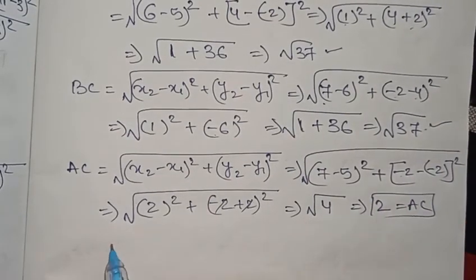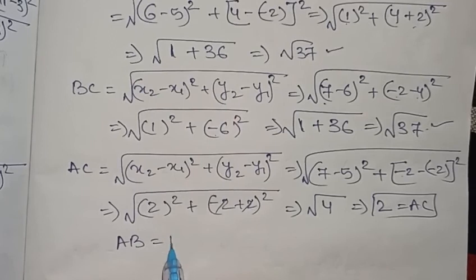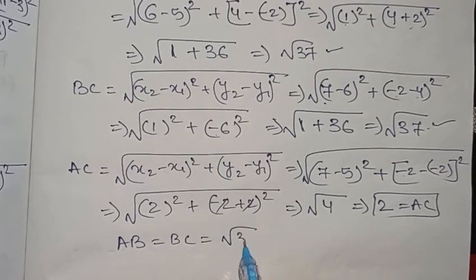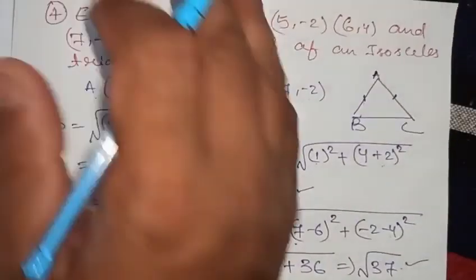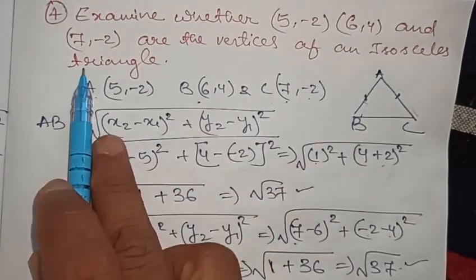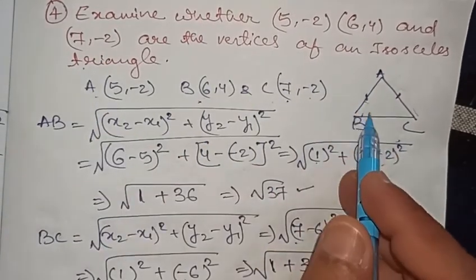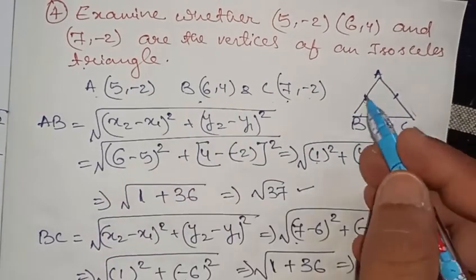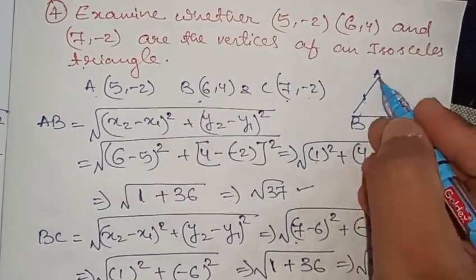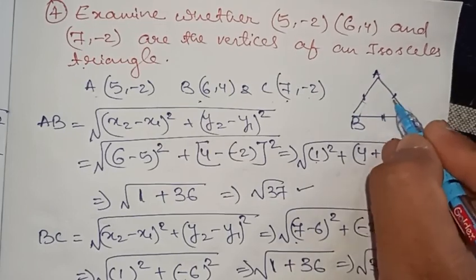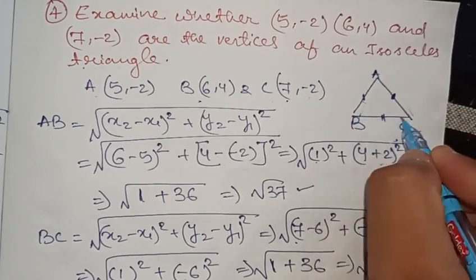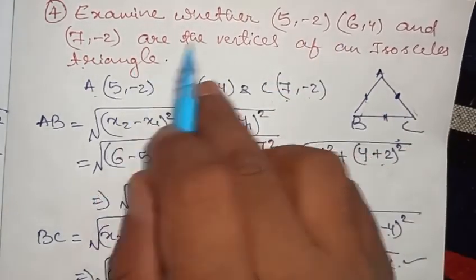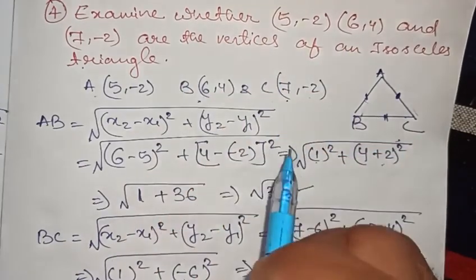So definitely AB is equal to BC, that is root 37. So these 3 points are definitely the vertices of an isosceles triangle. Okay, so this gives the conclusion that AB is equal to BC. So these are the vertices of an isosceles triangle.